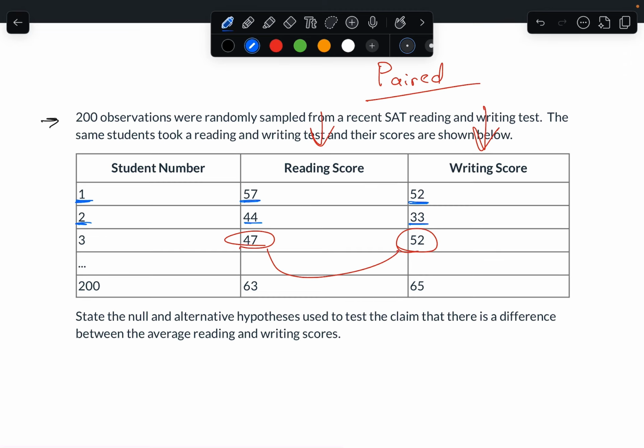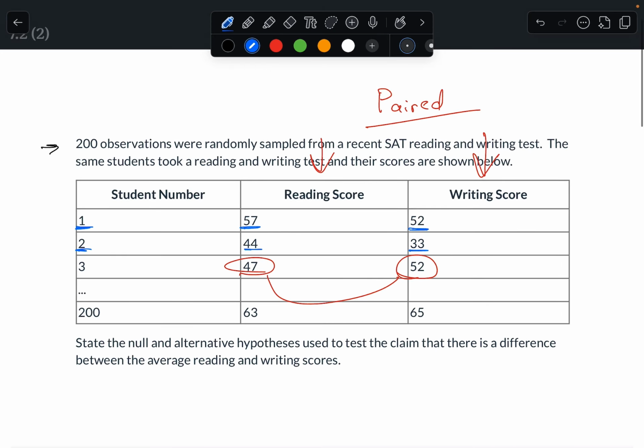So if we're working with paired sampling, what that means is that my parameter is going to be mu sub d, the mean of the differences. So what we're going to do is try and eventually force these two data sets to look like one data set. And the way that I do that, I'm going to take the mean from sample 1 and subtract the mean from sample 2.